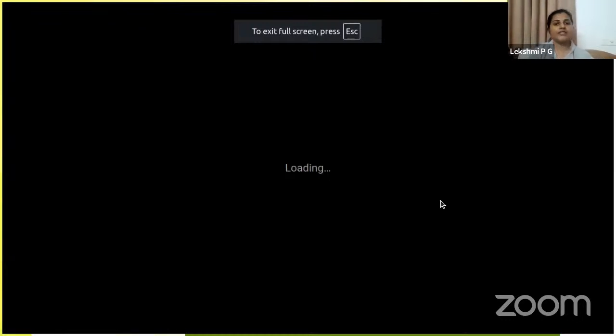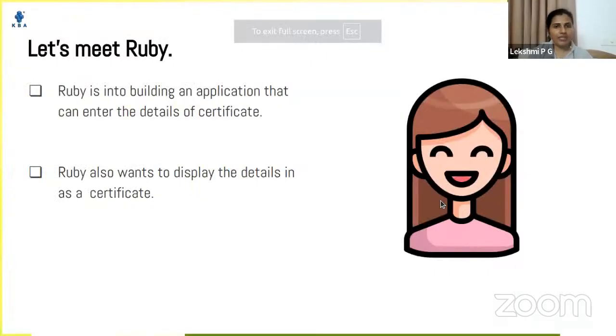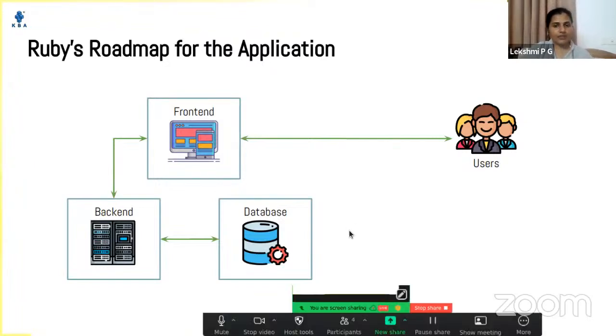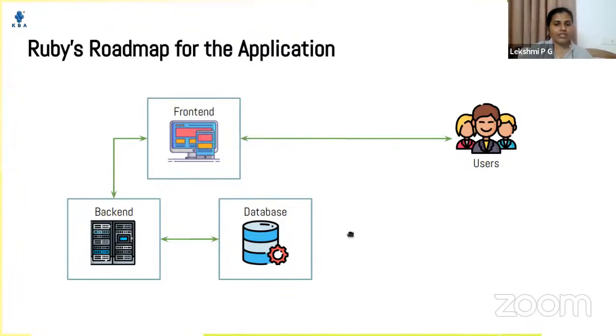So this person, Ruby, is trying to build the web application related to the certificate, and she knows something about this development. She knows that building this web application needs some components. Okay, it needs some components. So one of the components is this.